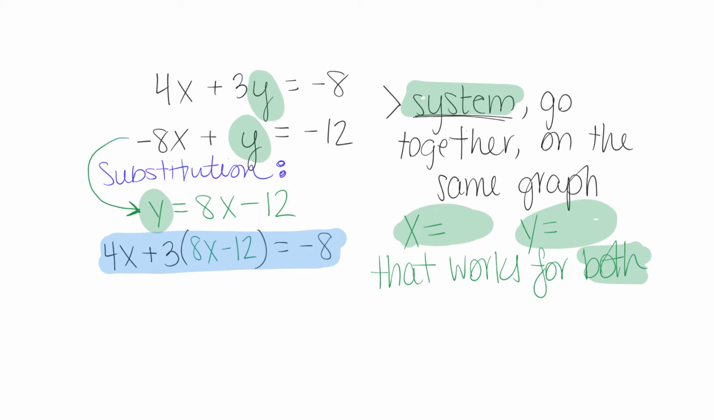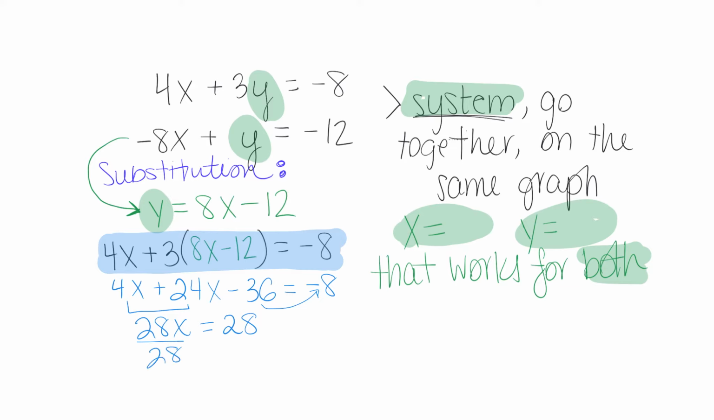And as long as I have one variable, I can solve for it. So I'm going to rearrange this whole thing and get x. So I'm going to have 4x plus 24x minus 36 equals negative 8. 4x plus 24x is 28x. Negative 8 plus 36 is 28. So 28x equals 28. Divide out my 28 and look at that. What does x equal? x equals 1.